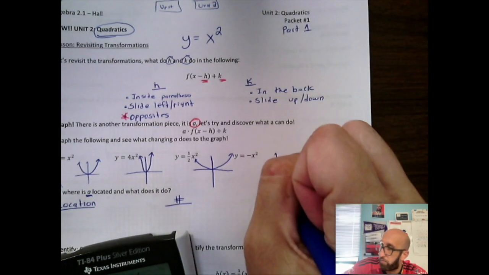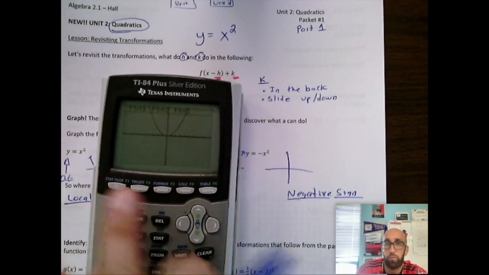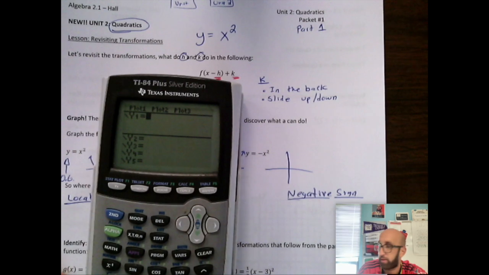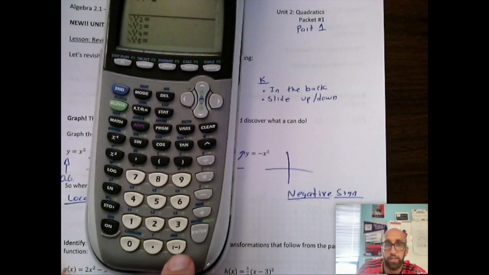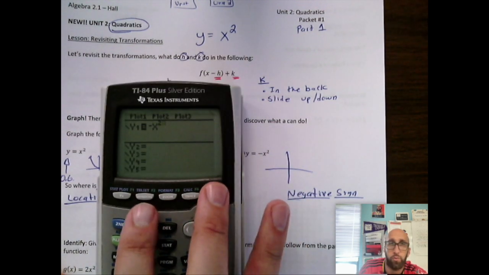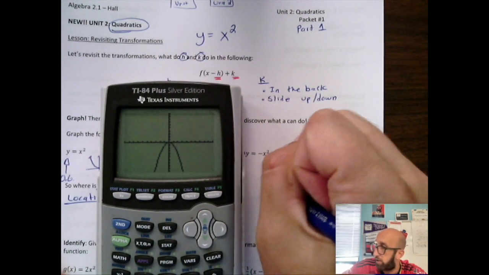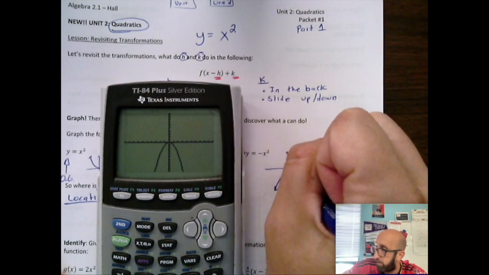And then our final one, I have a y equals negative x squared. So I'm going to go back to y equals, type in, not a subtraction sign, I'm hitting this negative symbol, x squared, negative x squared. You hit graph on that, and my goodness, we are now down here.